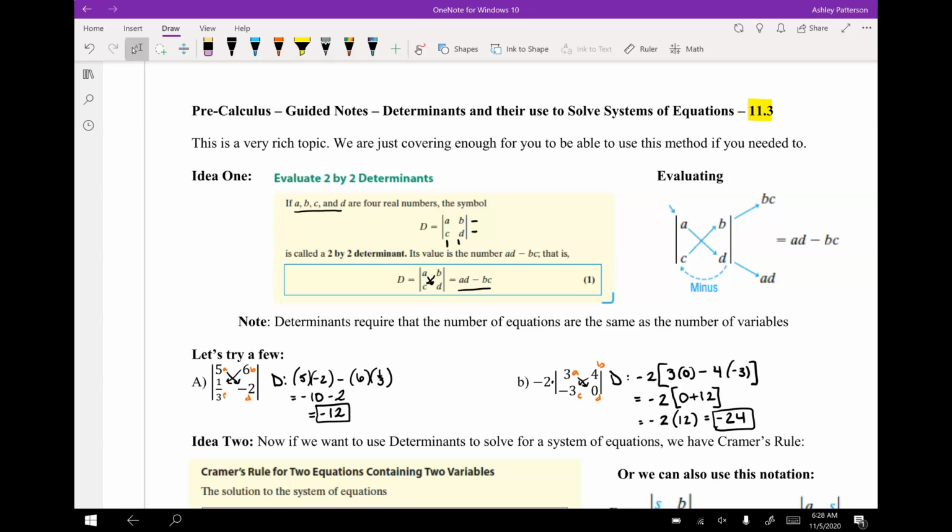Okay, so that's how we calculate the determinant. Why do we need it? Because it will help us solve a system of equations. And that, ladies and gentlemen, is where Cramer's rule comes into play.